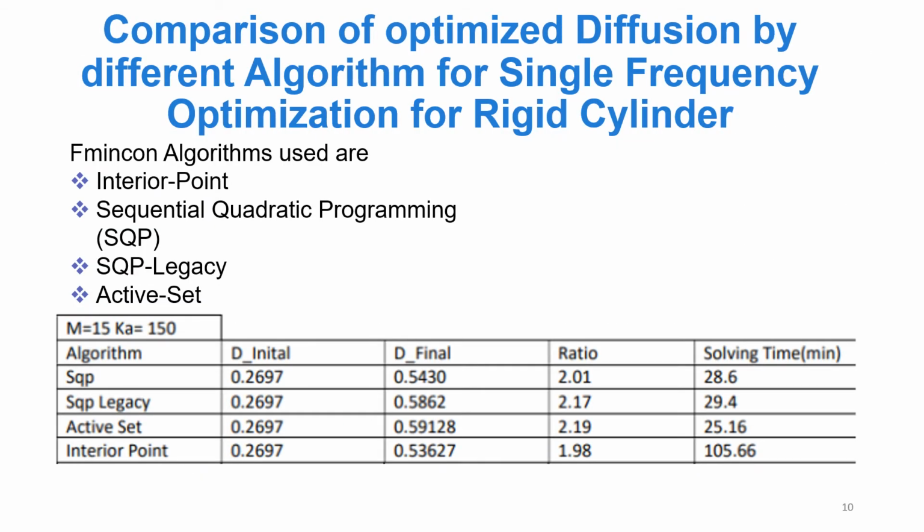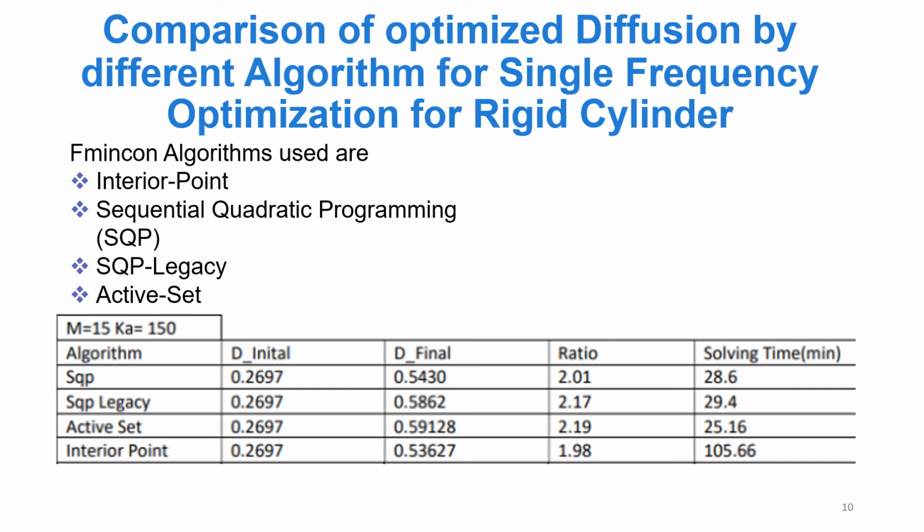Then here, we are using different algorithms, which are interior point, SQP, SQP legacy, and ActiveSet. Here, we have computed for 15 cylinders and a wave number of 150. SQP legacy takes more time than SQP, whereas ActiveSet takes less time compared to both, and interior point utilizes a lot of time in computing. So in most of the computing, we have utilized SQP for our optimization.